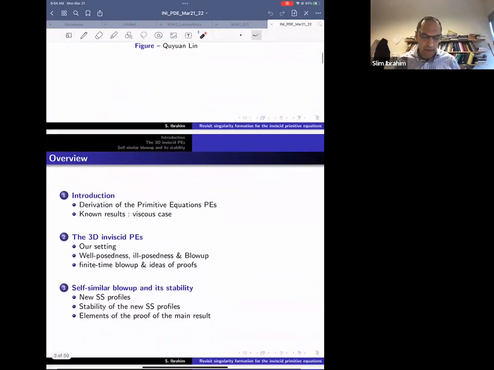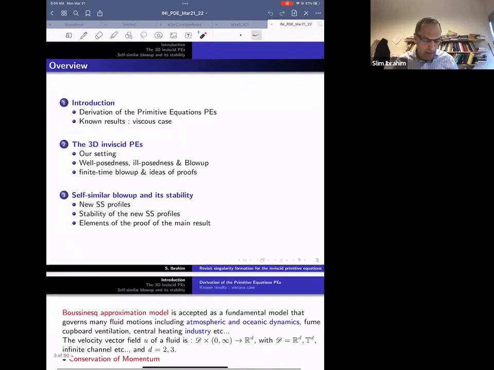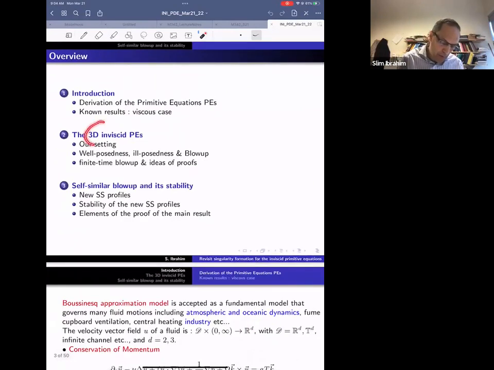So as I said, this is an overview of my talk. The plan is to walk you through the derivation of these primitive equations and why they are important. And then I will try to explain what is the situation in terms of global regularity and singularity formation when we compare it to Navier-Stokes. So that's why I would like to briefly recall what are the known results in the viscous case. And then I will specify my setting for this talk about the 3D inviscid primitive equation, and I will be more precise in terms of assumptions and symmetries and so on and so forth.